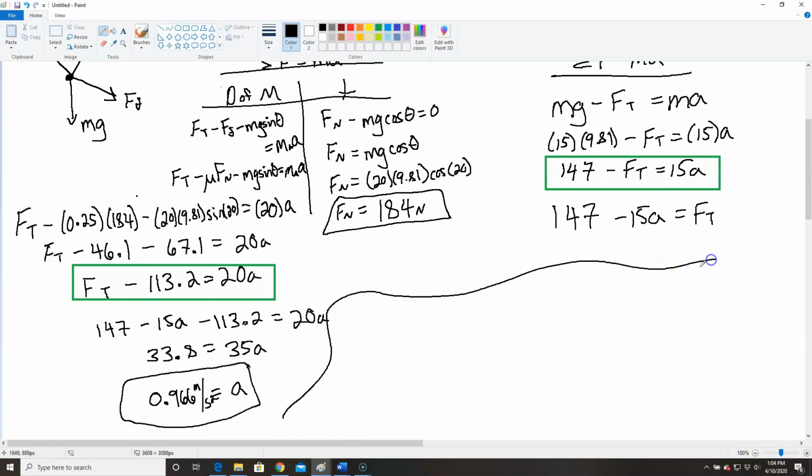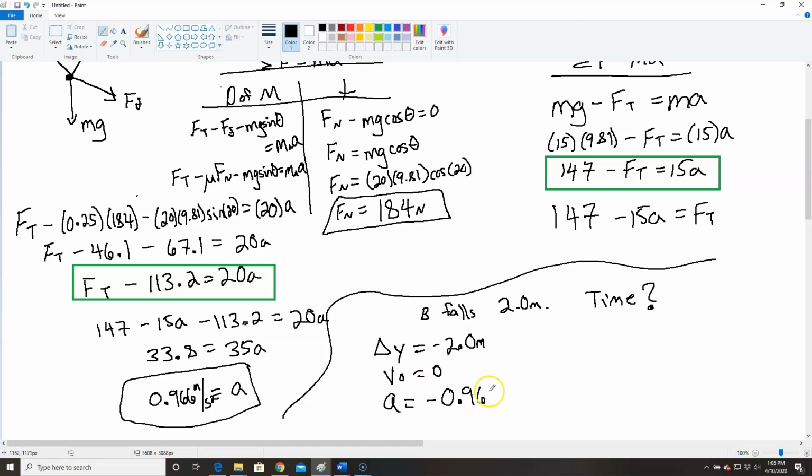From here, the problem could mix back into kinematics. For example, it could say if block B falls 2 meters, what was the time required to do that? So now our force problem has become a kinematics problem. Delta y would be -2 meters. V initial would be 0. The acceleration, which is downwards, I'm going to make it negative now: 0.966 meters per second squared.